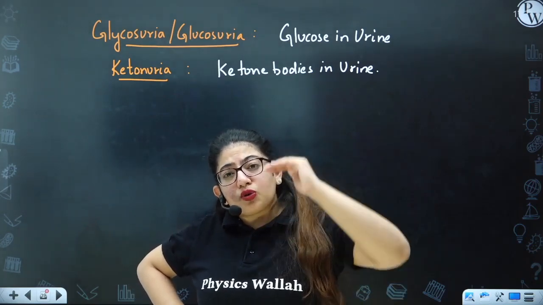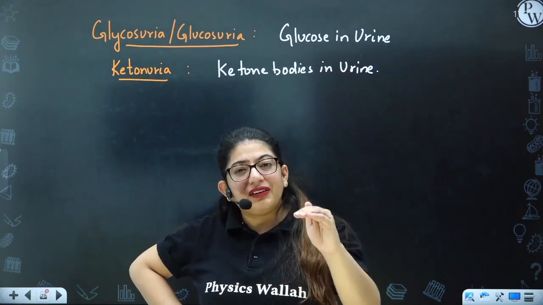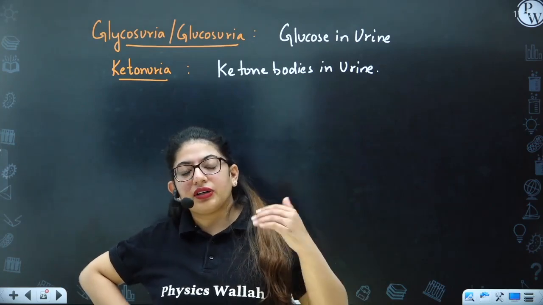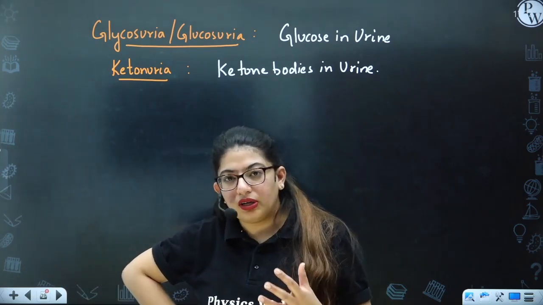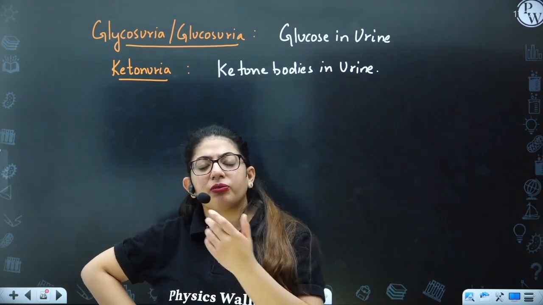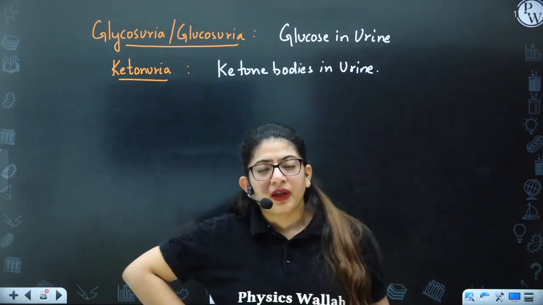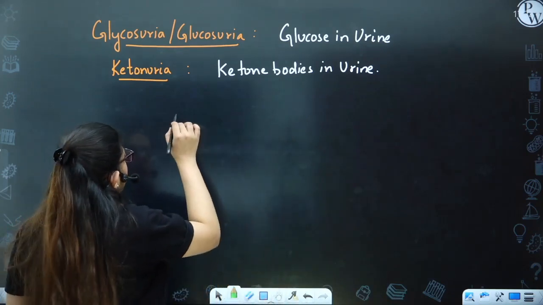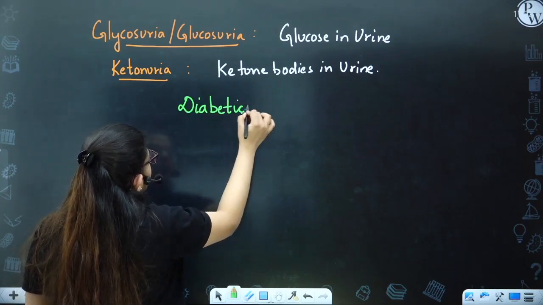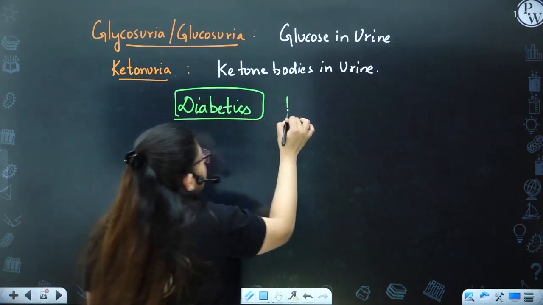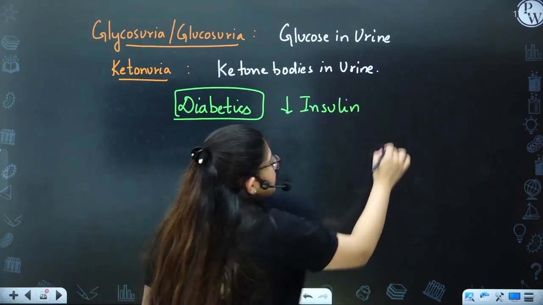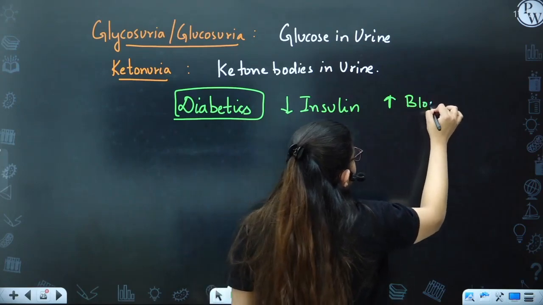What if the glucose concentration gets increased? The kidney will throw it out. If, for example, I have a much higher glucose concentration in blood than normal for a longer duration of time, the kidney will throw it out from the blood into the urine. Now, what happens in patients who have diabetes? In a diabetic patient, there is low insulin. As a result, there is an increase in blood sugar.